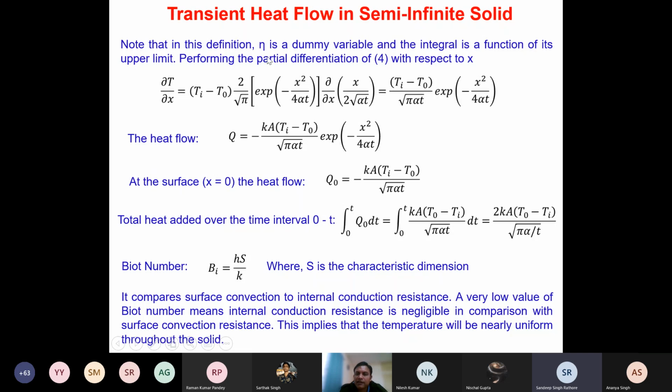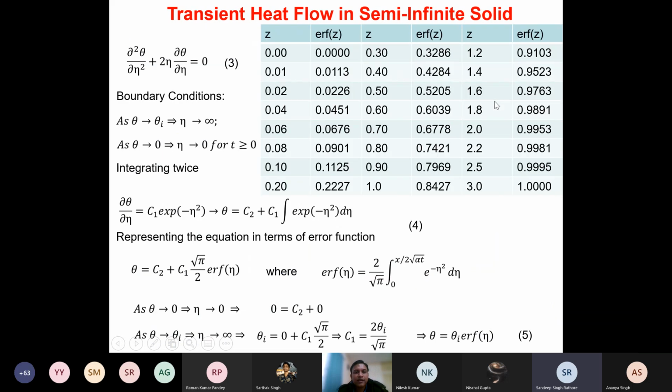And then differentiation of this integral term gives exponential of minus x square by 4 alpha t, dou by dou x of x by 2 under root alpha t. If you rearrange this entire term, what we get is (Ti minus T naught) under root pi alpha t, exponential of minus x square by 4 alpha t. So what we have done, again I am repeating.